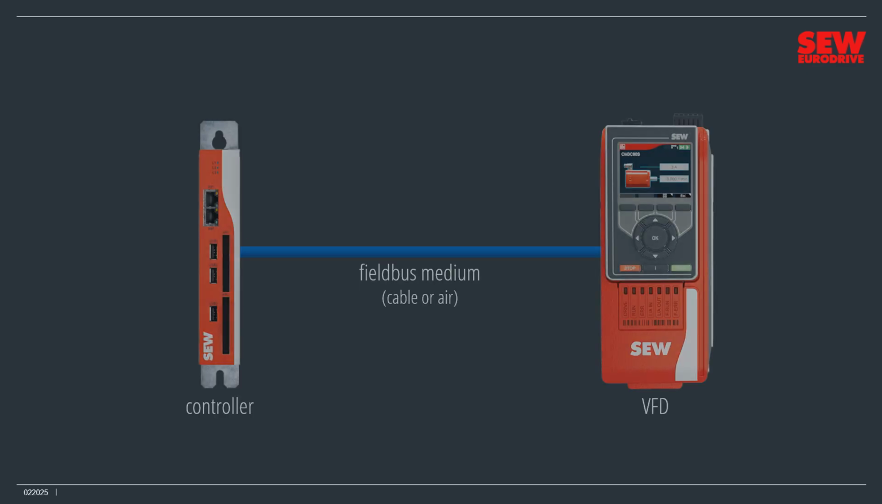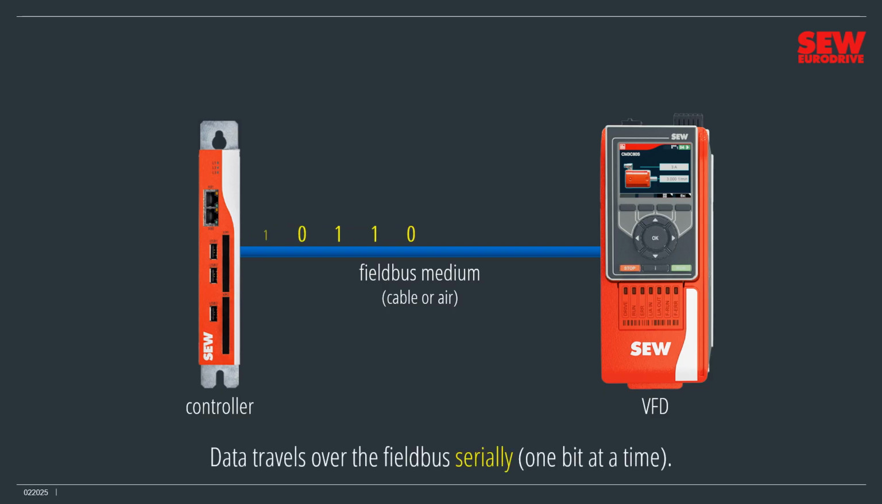Okay, enough about controllers. Let's talk about how Fieldbuses work. While there are many Fieldbus standards, they all share common qualities. The Fieldbus links devices together, like this controller and VFD, so they can communicate. In most cases, the communications medium is a cable, but it's possible for the Fieldbus to use wireless technology. Data travels over the Fieldbus serially, one bit at a time, in other words. The network hardware takes care of sending and receiving the bits.